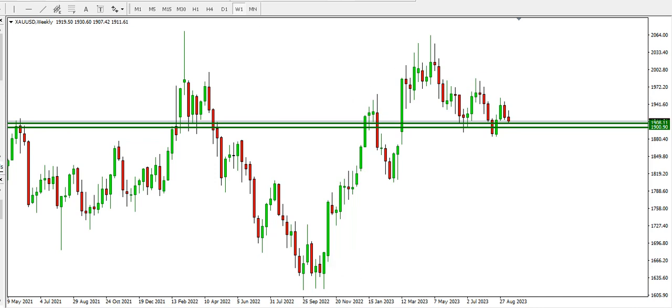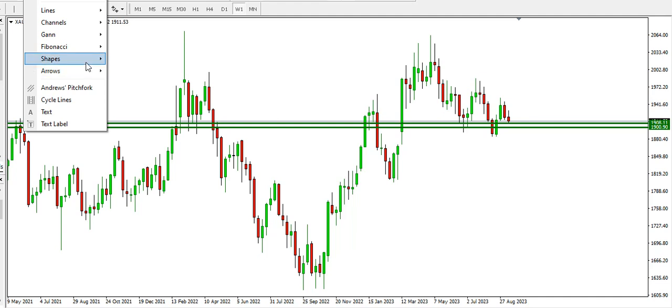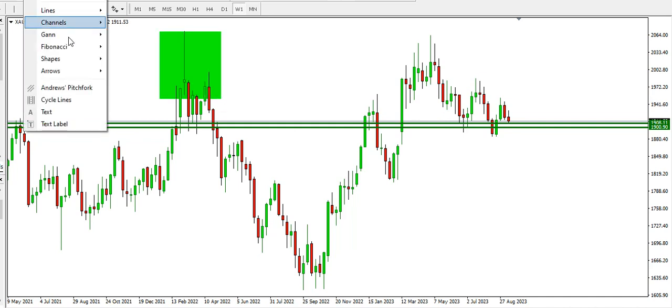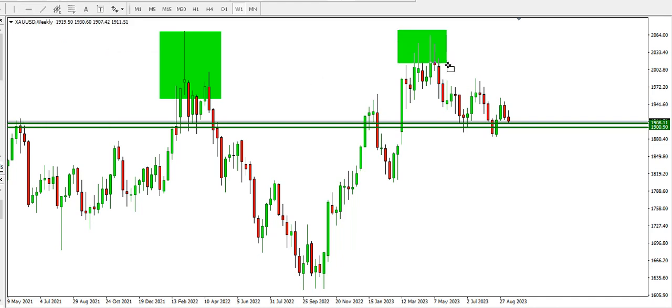On the weekly time frame, we can see that the price of gold has given us more like a double top. We have a top around there, and another top around here. So it's only a question of time before we expect price to start to slide.